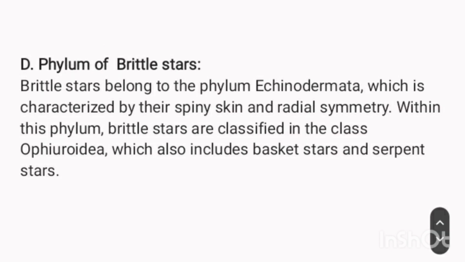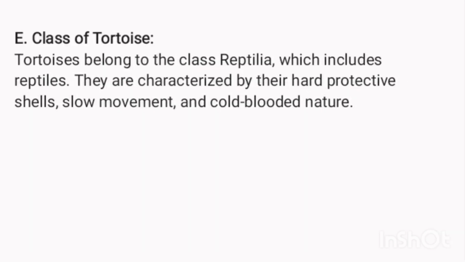D. Phylum of brittle stars. Brittle stars belong to the phylum Echinodermata, which is characterized by their spiny skin and radial symmetry. Within this phylum, brittle stars are classified in the class Ophiuroidea, which also includes basket stars and serpent stars.